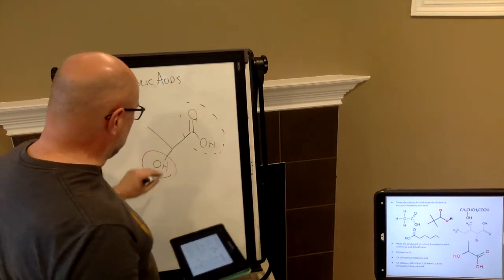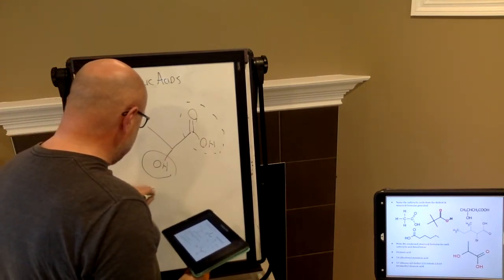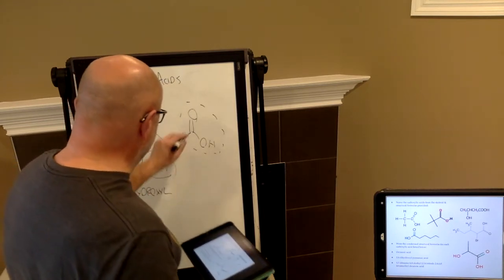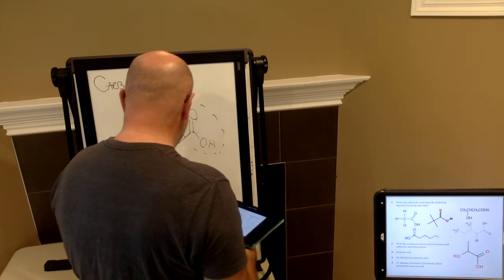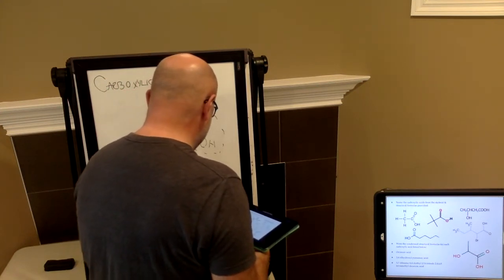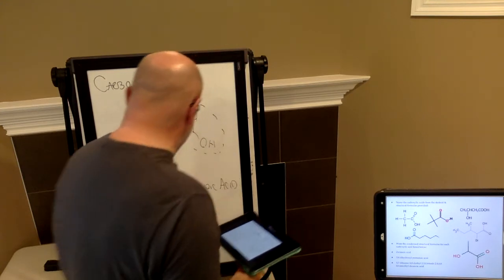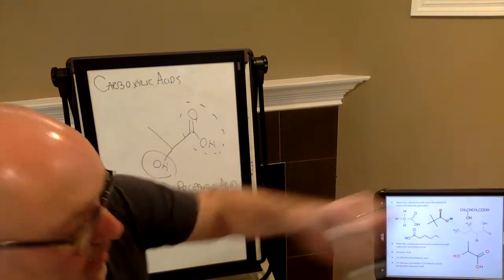This is going to be a hydroxyl group, so this is going to be 1, 2. This is going to be 2-hydroxyl. And then the main chain is 1, 2, 3. That's going to be propanoic acid. So that's going to be 2-hydroxyl propanoic acid for this one right over here.